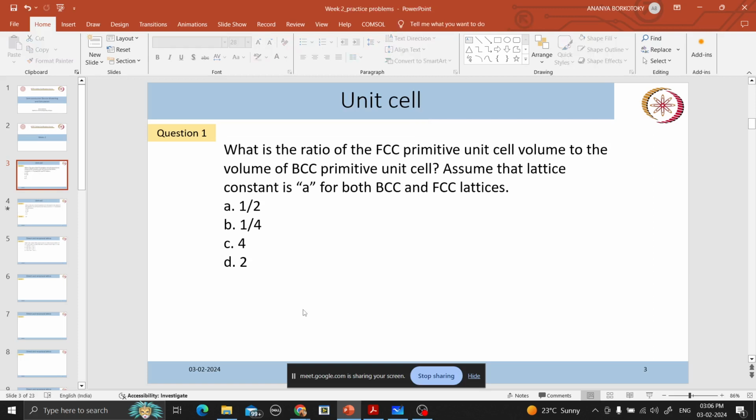Okay, so this is the first question. What is the ratio of the FCC primitive unit cell volume to the volume of the BCC unit cell? Assume that the lattice constant is a for both BCC and FCC lattices. So this is for the primitive unit cell, FCC and BCC.